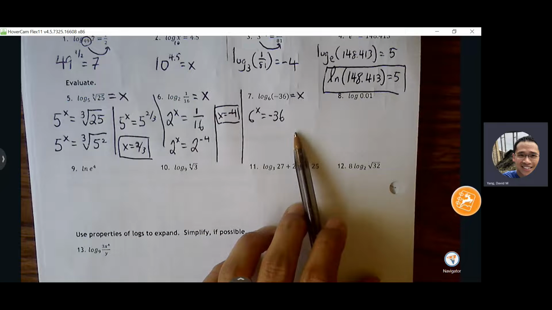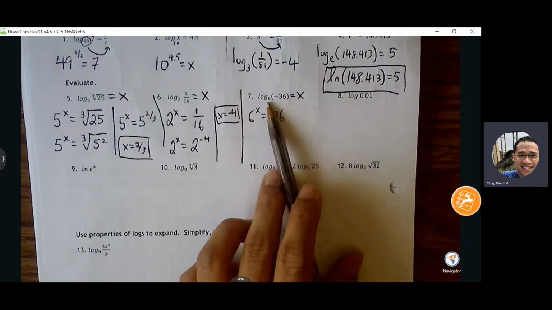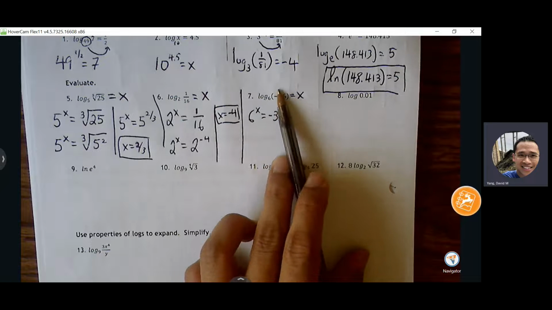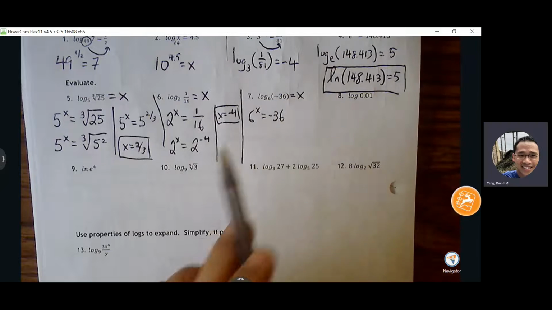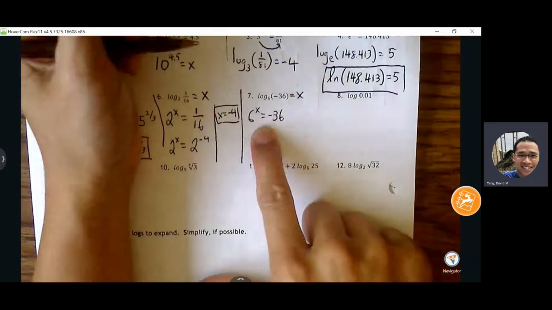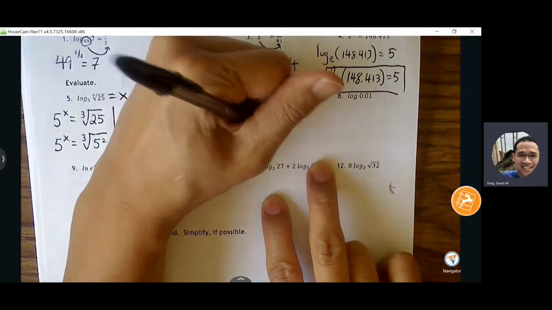Okay, we may not even have to go as far as the second step here. What do you know about log of a negative value? No solution, right? We can't have log of a negative value. So we don't have to go through the step. We can just say no solution.